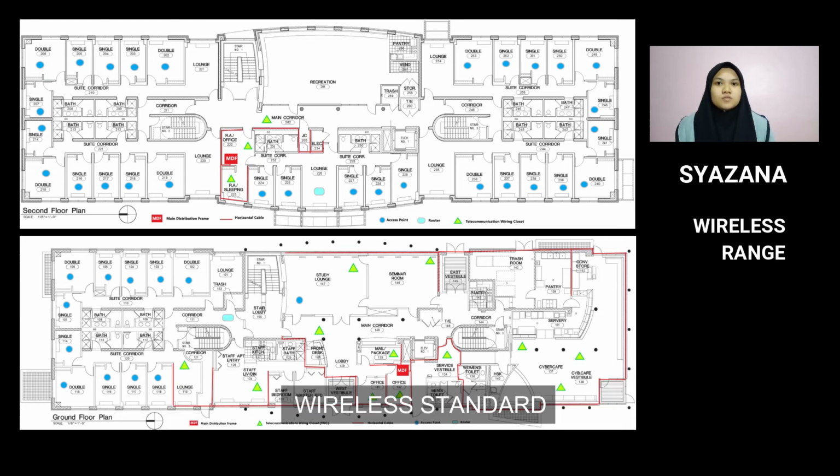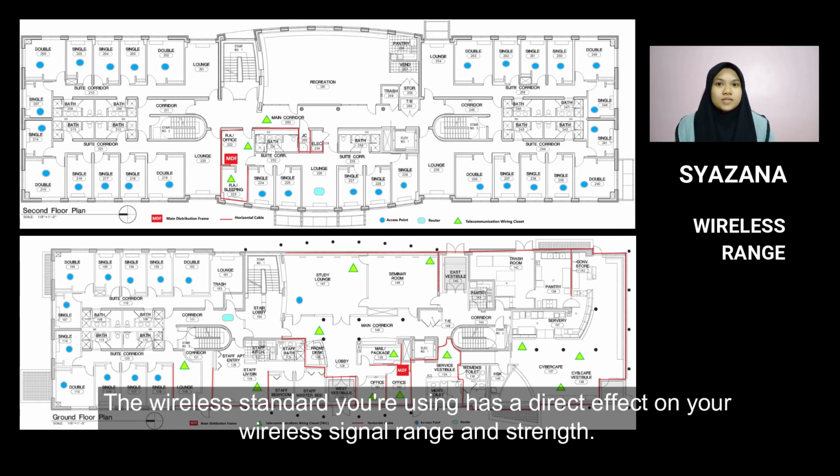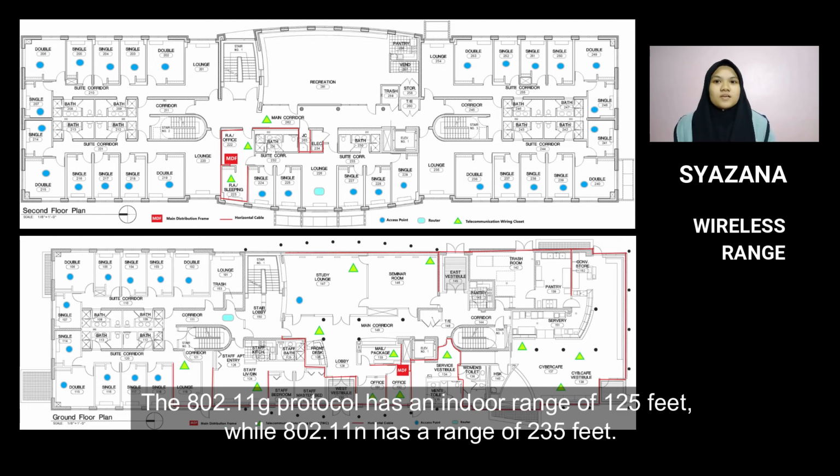The third is the wireless standard. The wireless standard you are using has a direct effect on your wireless signal range and strength. The 802.11g protocol has an indoor range of 125 feet, while 802.11n has a range of 235 feet.